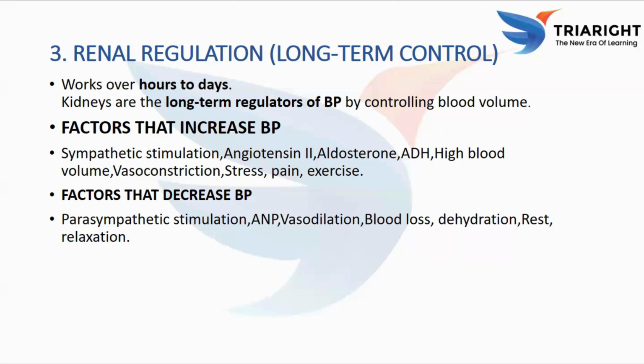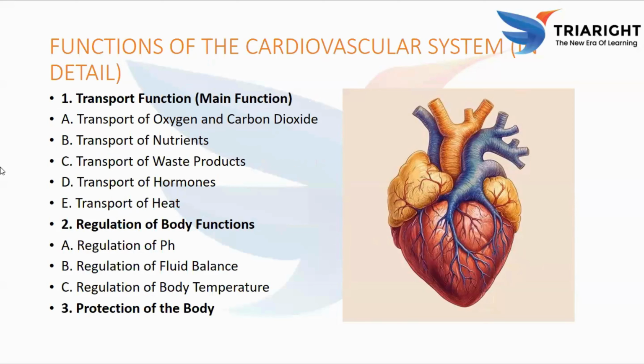So what are the factors that decrease the BP? It's a parasympathetic stimulation, the rest and digest. It slows the heart and relaxes the vessels. And ANP, the atrial natriuretic peptide. So this makes the kidneys excrete salt and water, which lowers the blood volume. And also vasodilation, blood loss or dehydration, and rest and relaxation. So this is about the renal regulation. So you have learned about the three types of regulations, that is nerve regulation, hormonal regulation, and also the renal regulation. So at last, what are the functions of the cardiovascular system?